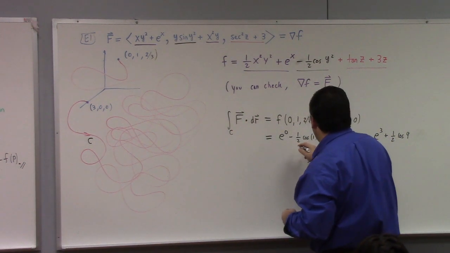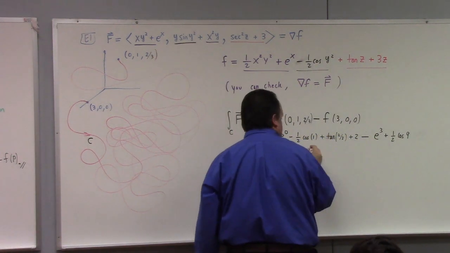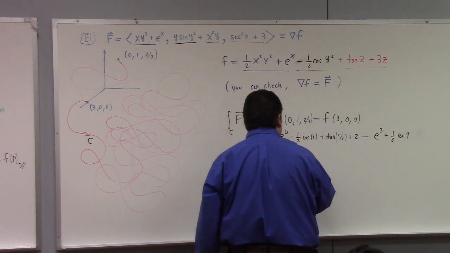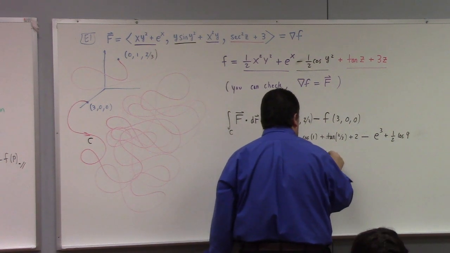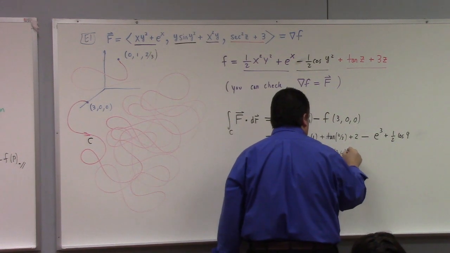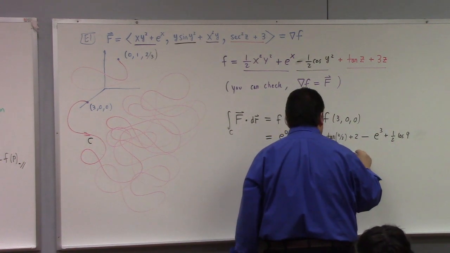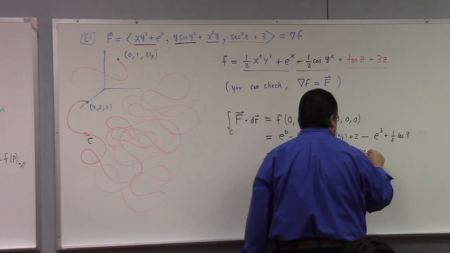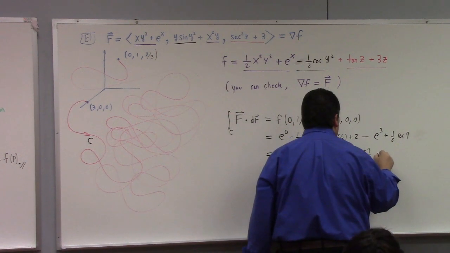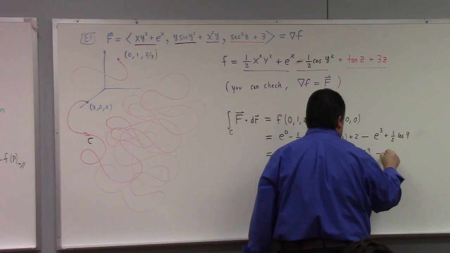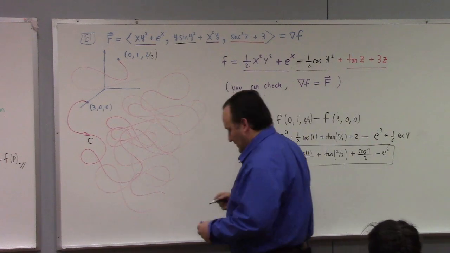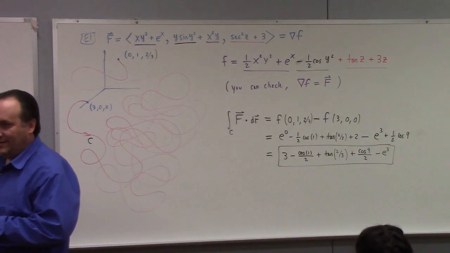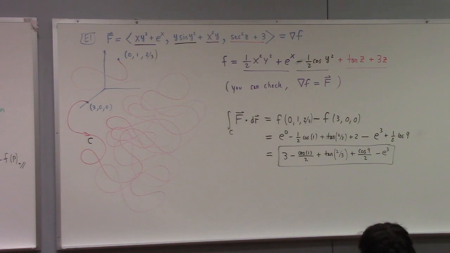And of course, e to the 0 is 1. So we could simplify this as 3 minus cosine of 1 over 2 plus the tangent of 2/3 plus the cosine of 9 over 2 and minus e to the power 3, I guess. If I've got an e to the 0 and a 2, I want to put them together just as a matter of etiquette.